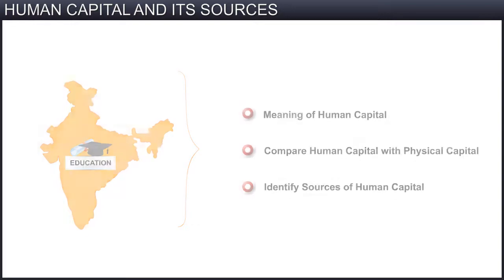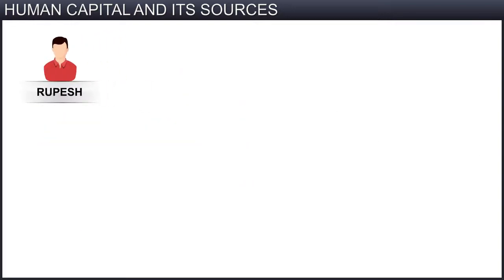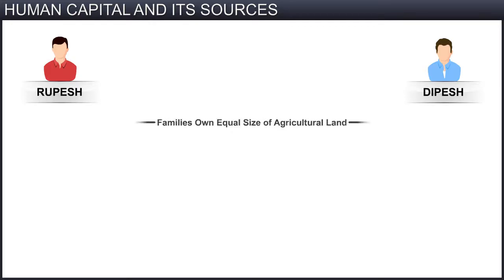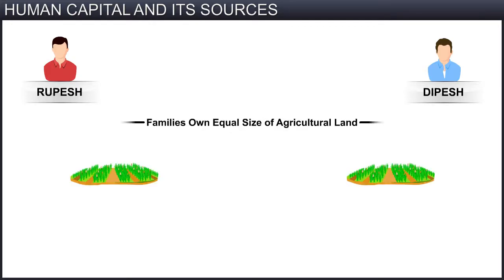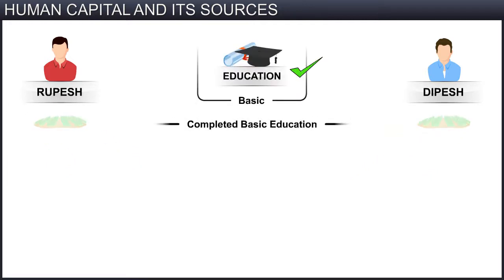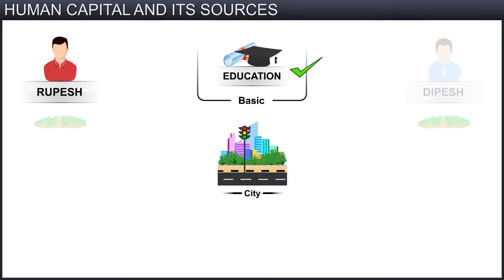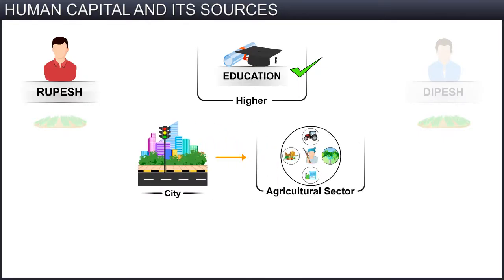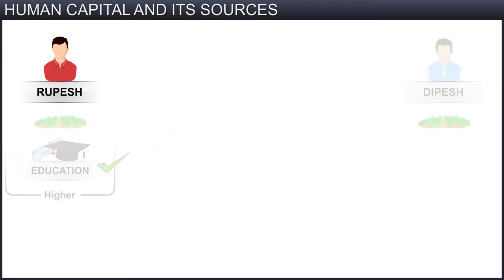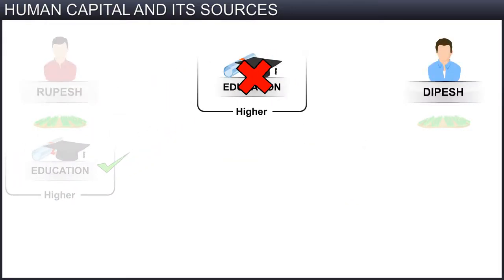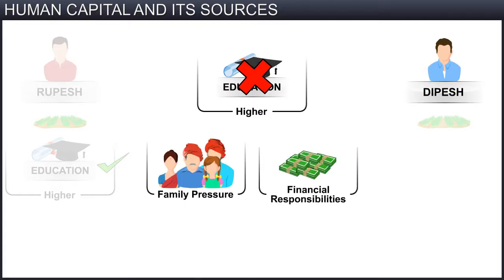Let us start with an example. Rupesh and Deepesh are two childhood friends. Both of their families own agricultural land of equal size. They completed their basic education in the same school, but then Rupesh went to the city to pursue a higher education in the agricultural sector. Deepesh, however, had to abandon further studies due to the pressure of his family's financial responsibilities.